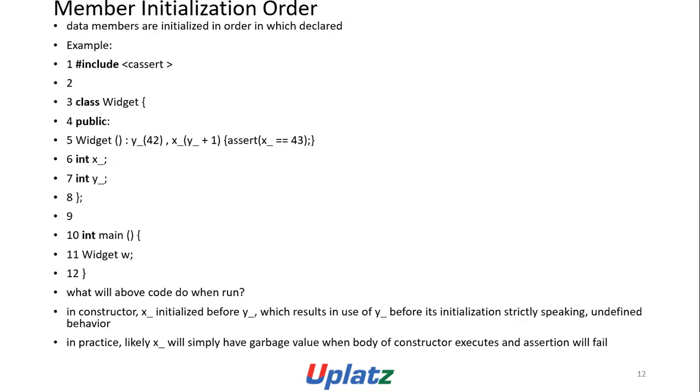Member initialization order. Data members are initialized in the order in which they are declared. Example: #include <cassert>, class Widget { public: Widget(): y_(42), x_(y_ + 1) { assert(x_ == 43); } int x_; int y_; }; int main() { Widget w; }. What will the above code do when run? In the constructor, x_ is initialized before y_, which results in the use of y_ before its initialization, strictly speaking undefined behavior. In practice, x_ will likely simply have a garbage value, and when the body of the constructor executes, the assertion will fail.